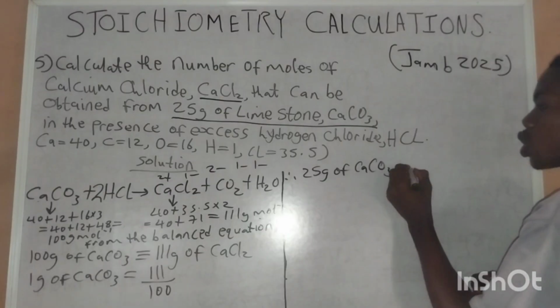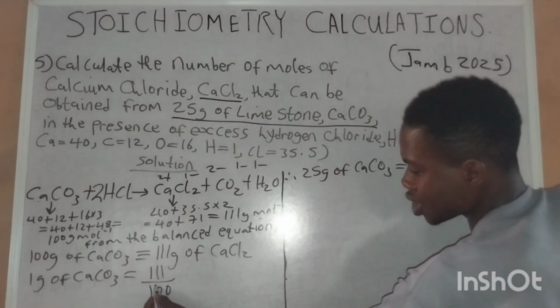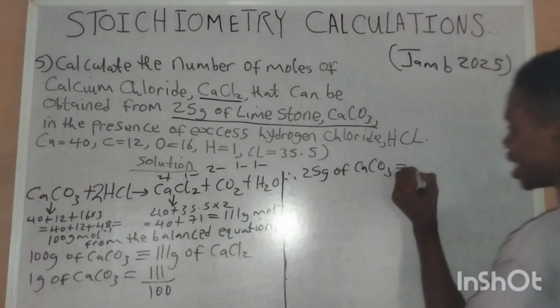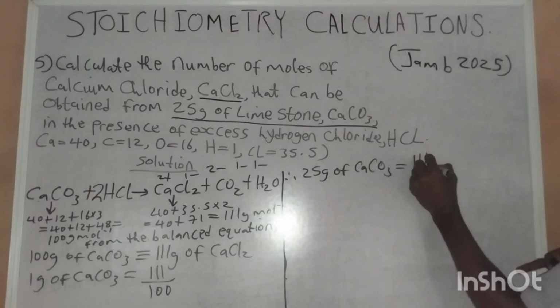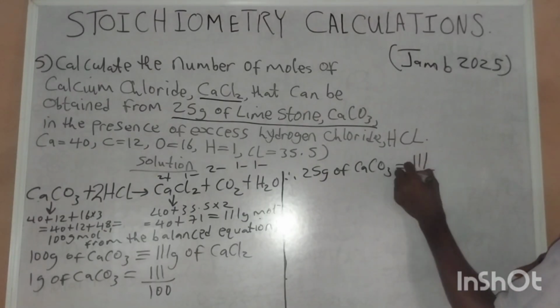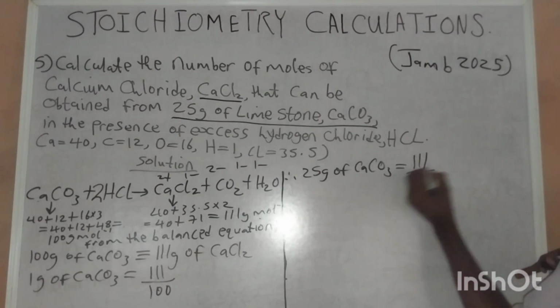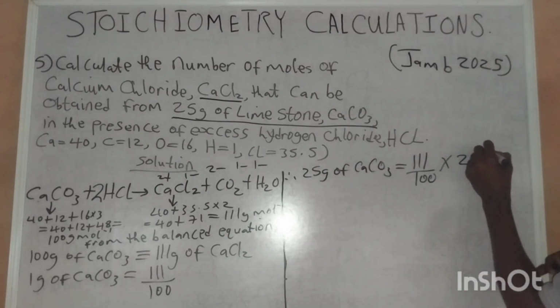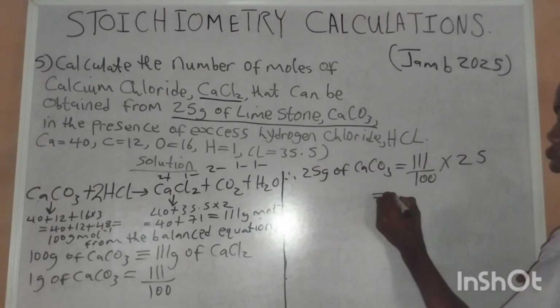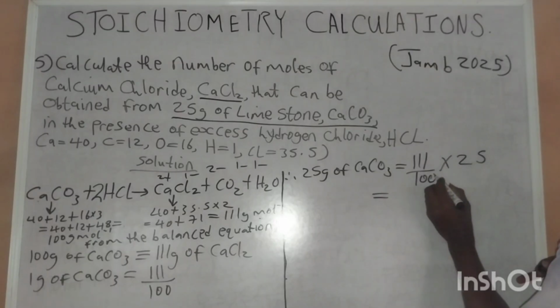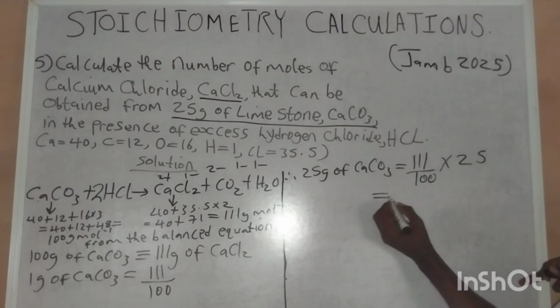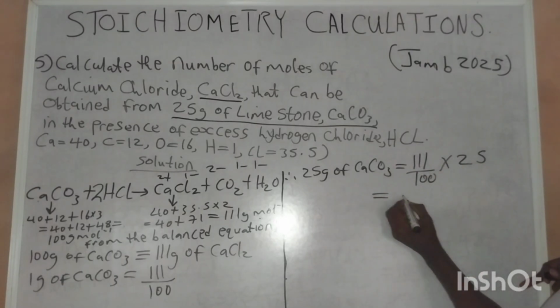Therefore 25 gram of CaCO3 is equal to what? You see this 111 divided by 100, you bring it here again. So now it's 111 divided by 100, now times this 25, you bring it here, times 25.